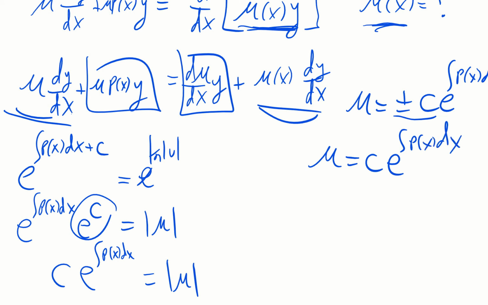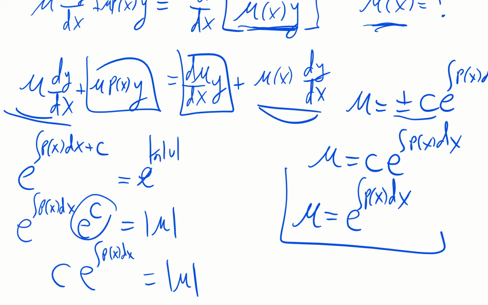And one of the things discussed in the homework is that this will work for any constant c. So out of convenience, we're going to pick c to be equal to 1, because it just makes our life a little bit easier. Okay. And so that gives us this function mu. And this function mu has a specific name. It's called an integrating factor.